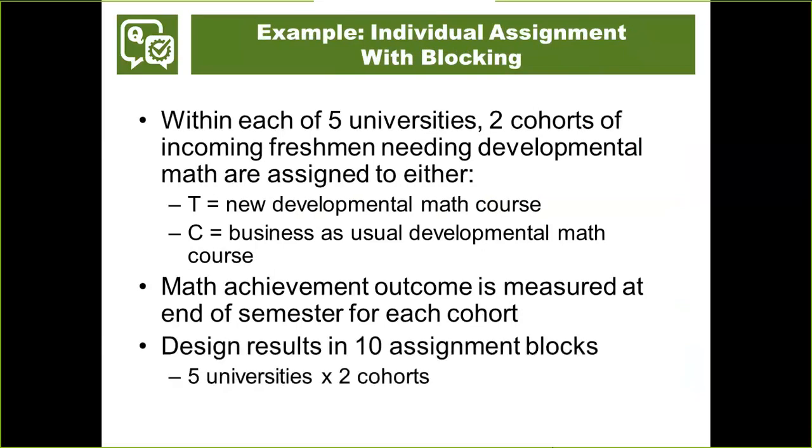In University 1 and Semester 1, students were randomly assigned to treatment and control. University 1, Semester 1 is an assignment block. In University 1 and Semester 2, a different set of students was randomly assigned. That is another assignment block. In University 2, Semester 1, that's yet another assignment block. All told, this study has 10 assignment blocks because assignment occurred within 2 cohorts within each of 5 universities.